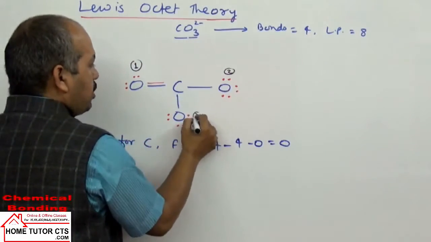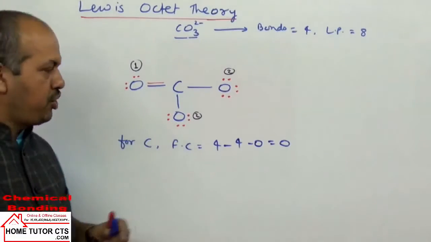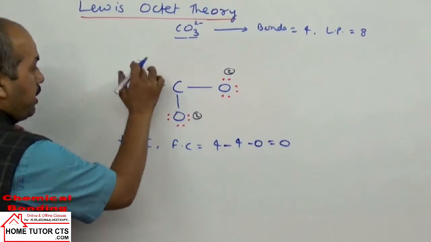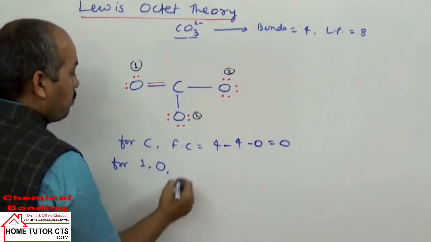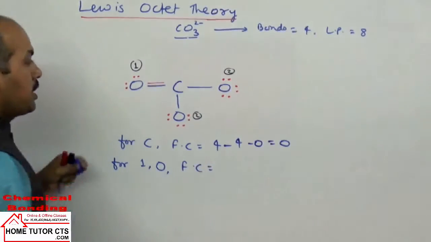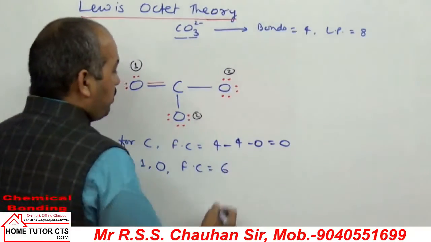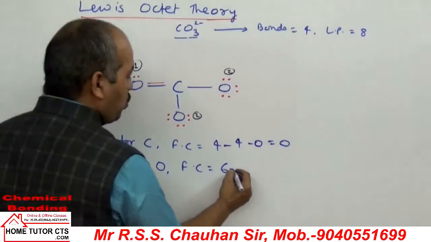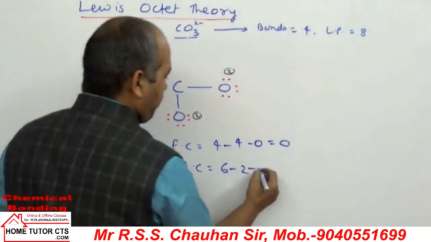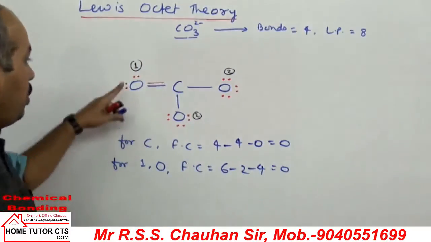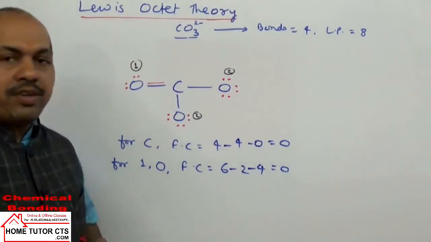They are identical, so I am writing 2 each. If we take oxygen number 1, the first oxygen, what is its formal charge? Oxygen has 6 electrons in its valence shell, minus 2 bonds, minus 4 non-bonding electrons. That comes to 0. So this oxygen number 1 has 0 formal charge, and there is no need to write anything.